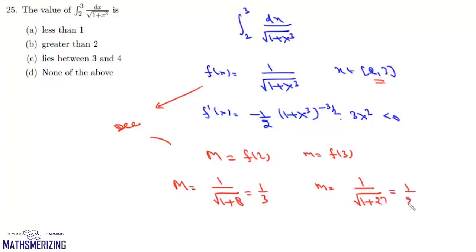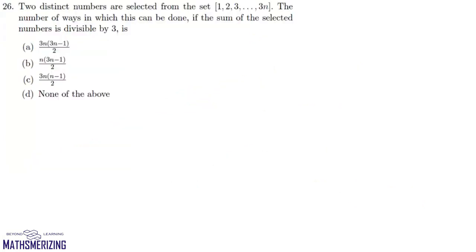which will be 1 by 28. Now we know that the value of this integral will lie between small m times (b minus a) and capital M times (b minus a). So the value of this integral will lie between 1 by 28 and 1 by 3. So the value of this integral is always less than 1, and that's your option A.